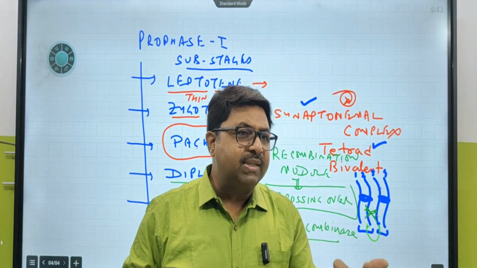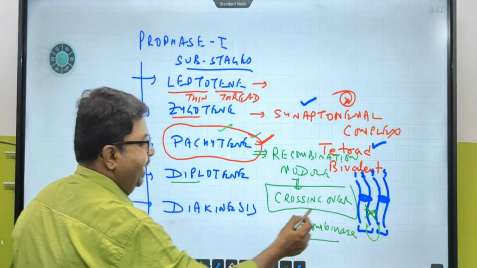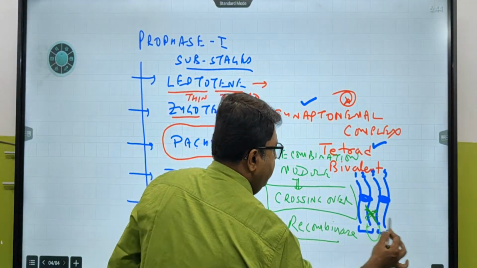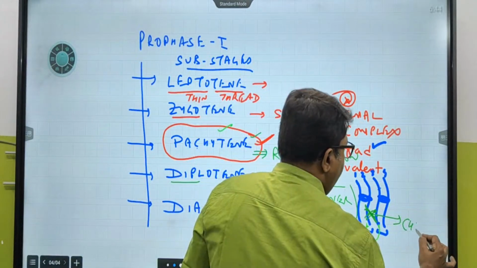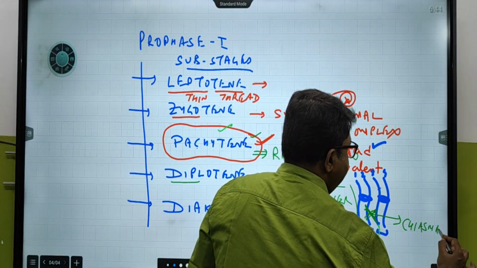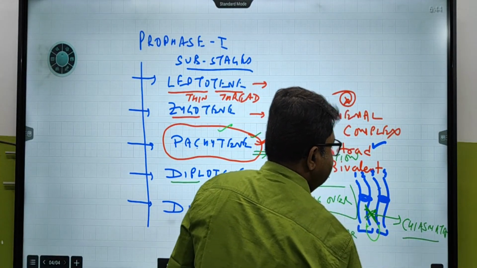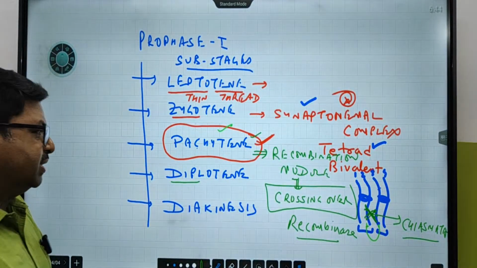What is the stage called? Synapse. The place where the exchange takes place, there is a formation of an X-shaped structure. What is that called? The X-shaped structure is called chiasmata.